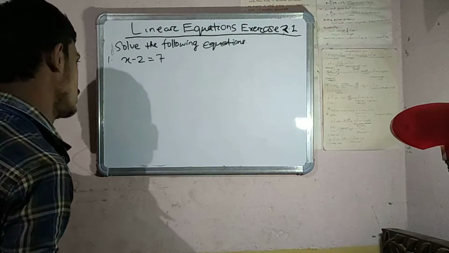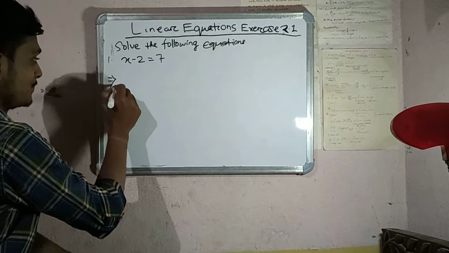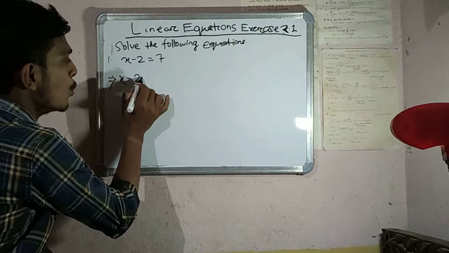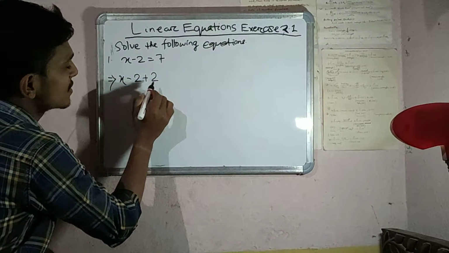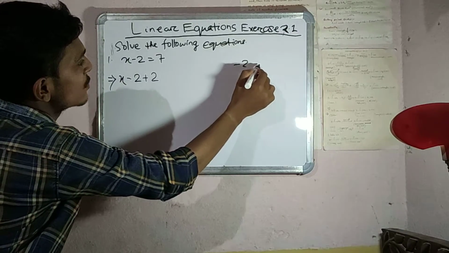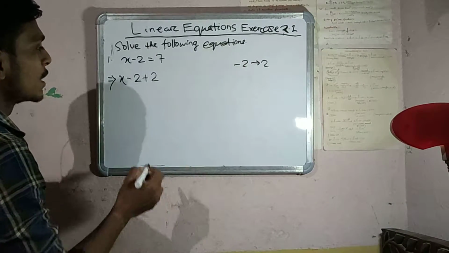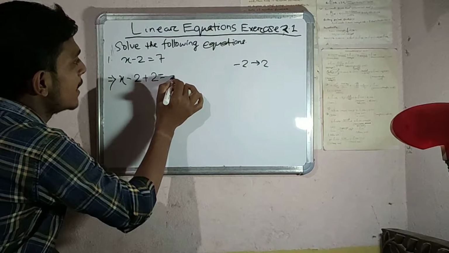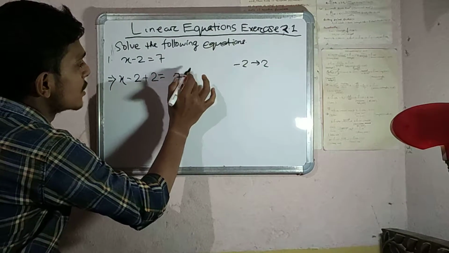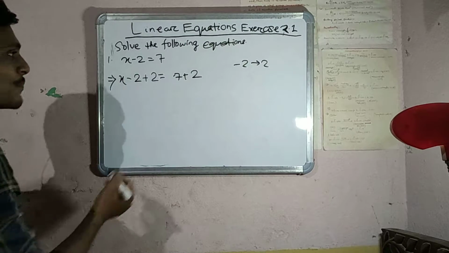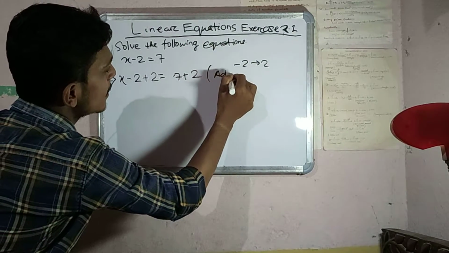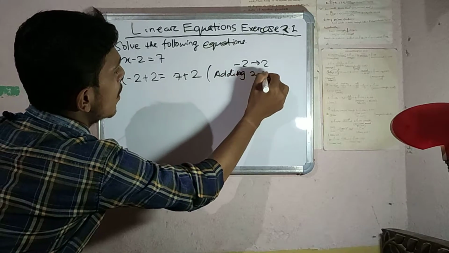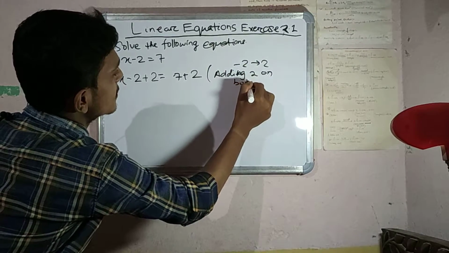Okay, so x is here, minus 2 is here, so we have to add the additive inverse of minus 2. The additive inverse of minus 2 is 2. So if I add 2 on the left hand side, then I also have to add plus 2 on the right hand side. So it has to be written: adding plus 2 on both sides.